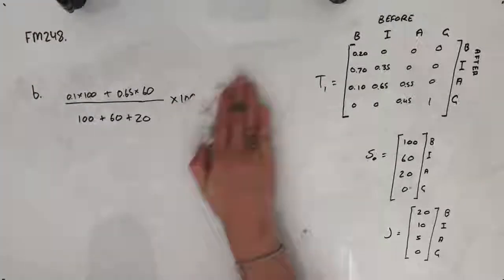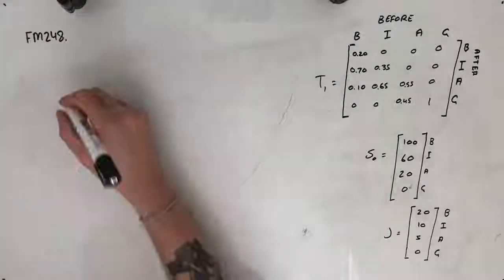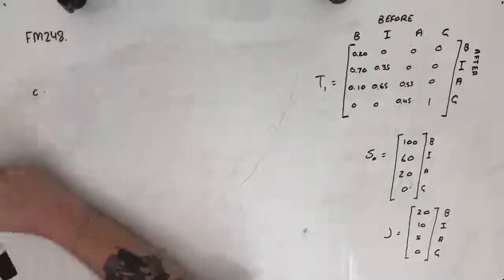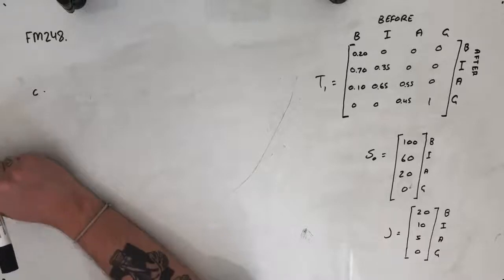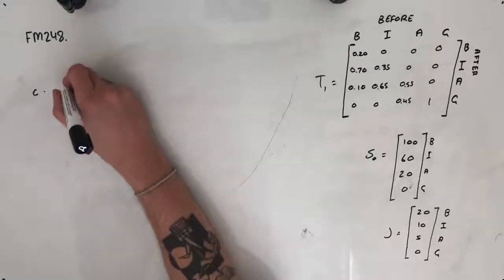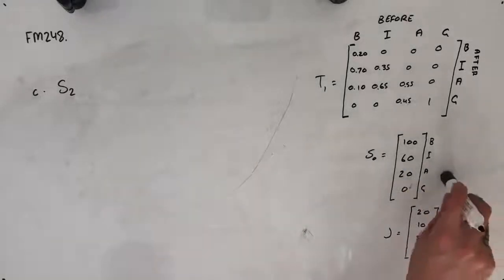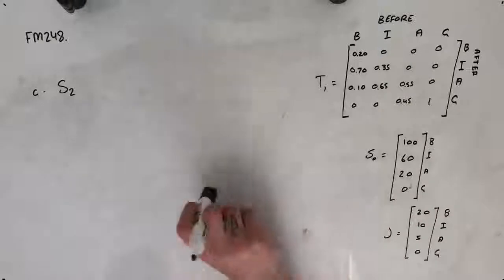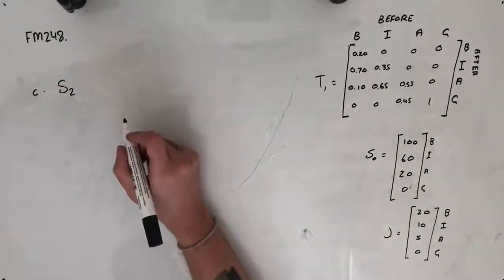Cool. We're then given question C. Question C says, how many intermediate level students are expected to be in the school after 2 assessments? Write your answer correct to the nearest whole number. So here we're looking for S2 because we're looking for after 2 assessments. Now S0 is before any assessments has occurred. So S1 would be after 1 assessment, means that S2 is after 2 assessments.